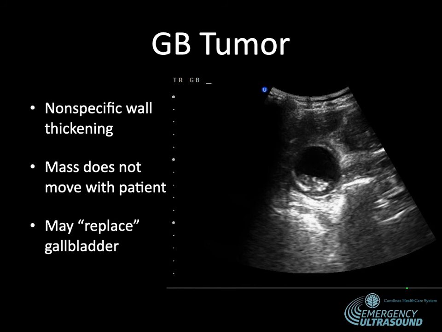And then finally, gallbladder tumors. Less common than stones, certainly, but you might occasionally come across these. Like the renal tumors or the bladder tumors, they are irregular. We're seeing non-specific wall thickening, a mass that does not move with the patient, which might have different echoes within it. It may grow so big that it appears to replace the gallbladder, if you will. So we can see here a gallbladder tumor. It's different from stones. There might be some calcifications that have some shadowing, but non-specific wall thickening, an irregularly shaped mass that can eventually replace the gallbladder.